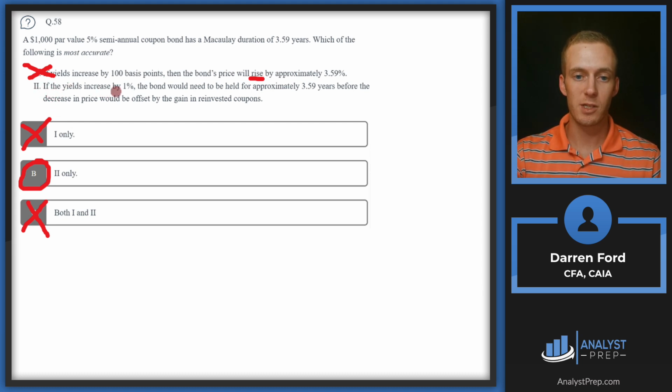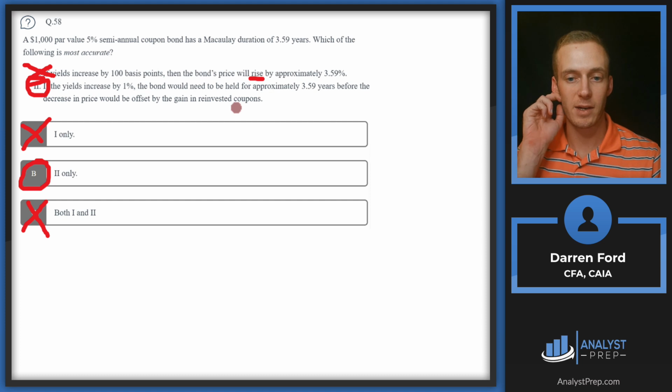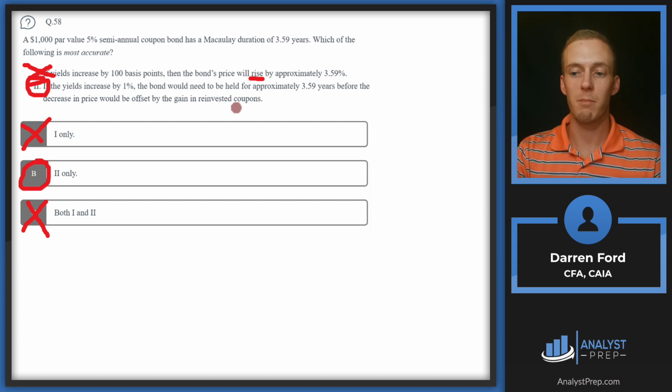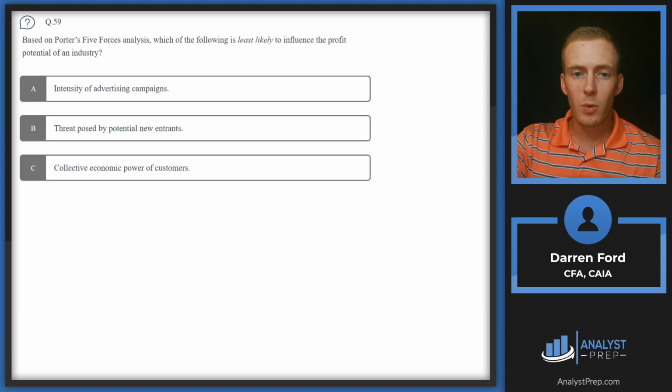If yields increase by 1%, so this is the same as 100 basis points, the bond would need to be held for approximately 3.59 years before the decrease in price would be offset by the gain in reinvested coupons. This is basically the exact definition of Macaulay duration, so that's going to be correct, and we will go with B. Remember, Macaulay duration is going to be this definition, whereas modified duration is going to be used to measure changes in price.